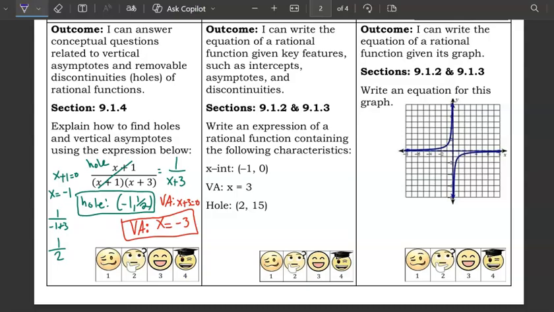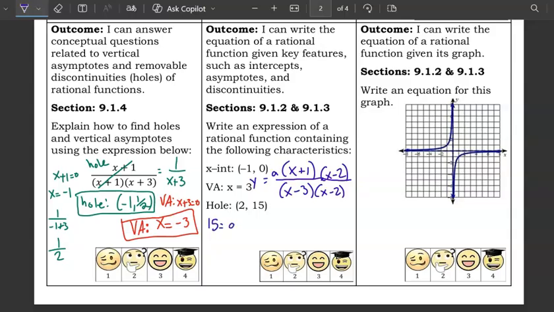For the x-intercept, that tells us what is going to be the factor in the numerator, x plus 1. In the denominator, we're going to have x minus 3. And then for the hole, we're going to have an x minus 2 in both the numerator and the denominator. But there's more. You want to know what value of a would give you 15 if you had that as a hole. So let's plug that in.